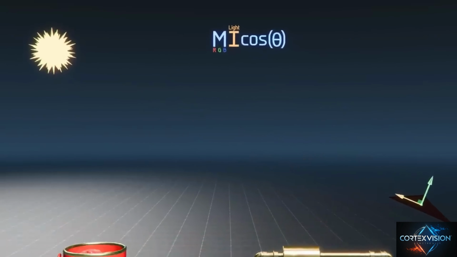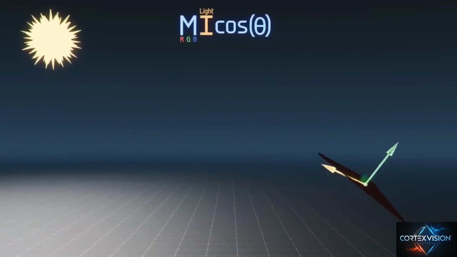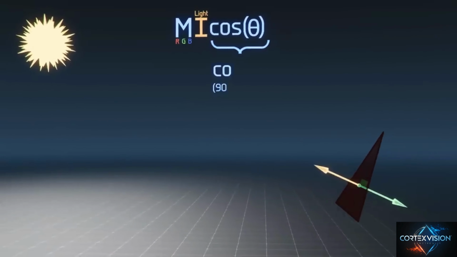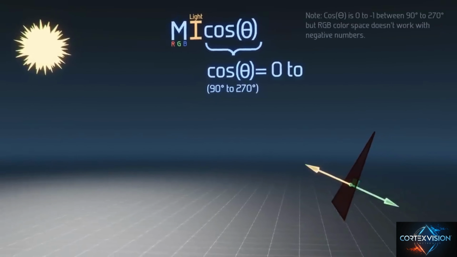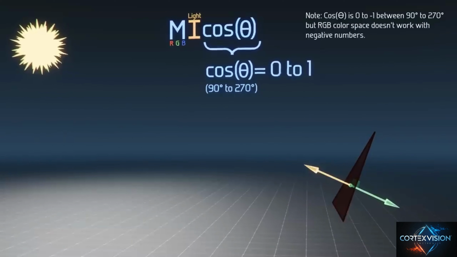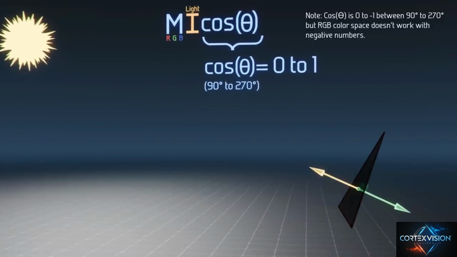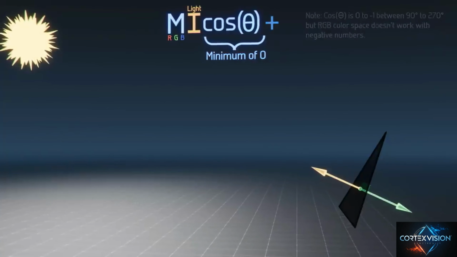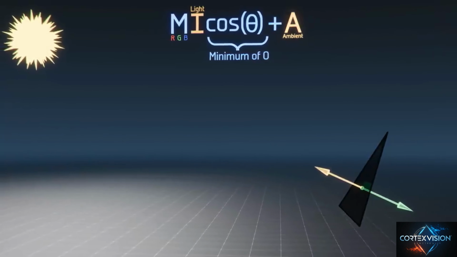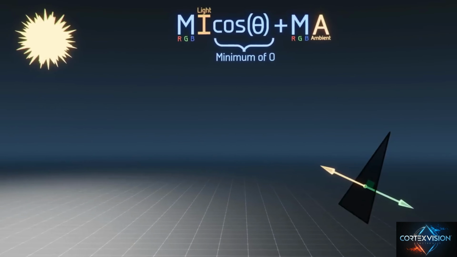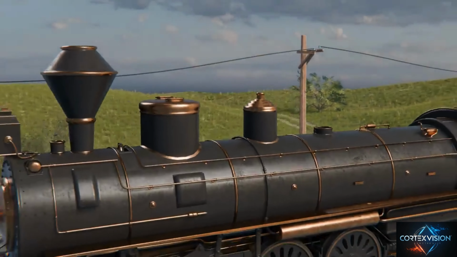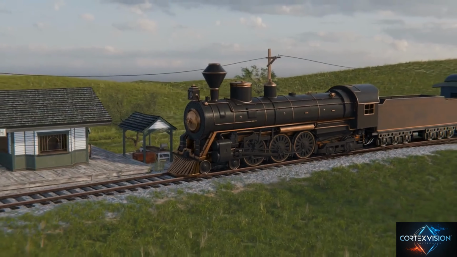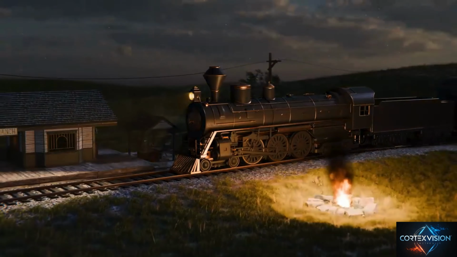However, if the surface is perpendicular or facing away, we don't want a cosine theta value of 0 or a negative number because this would result in a pitch black surface. Therefore, we set the minimum to 0 and add in an ambient light intensity times the surface color, and adjust this ambient light so that it's higher in daytime scenes and closer to 0 at night.